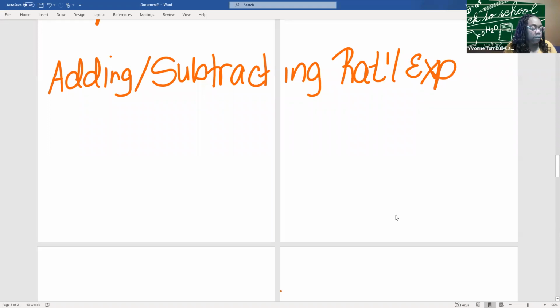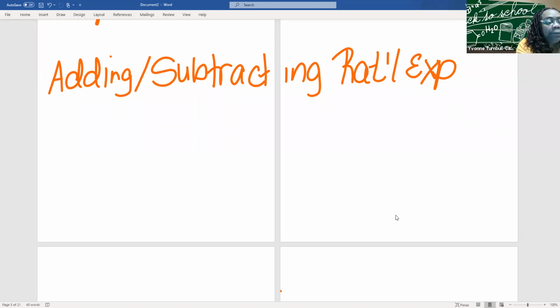Okay, adding and subtracting rational expressions. Now, fractions and rational expressions have a similarity in that you only combine the numerators and you do not combine the denominators. They stay the same. Another thing when it comes to adding and subtracting fractions is that the denominators have to be the same.